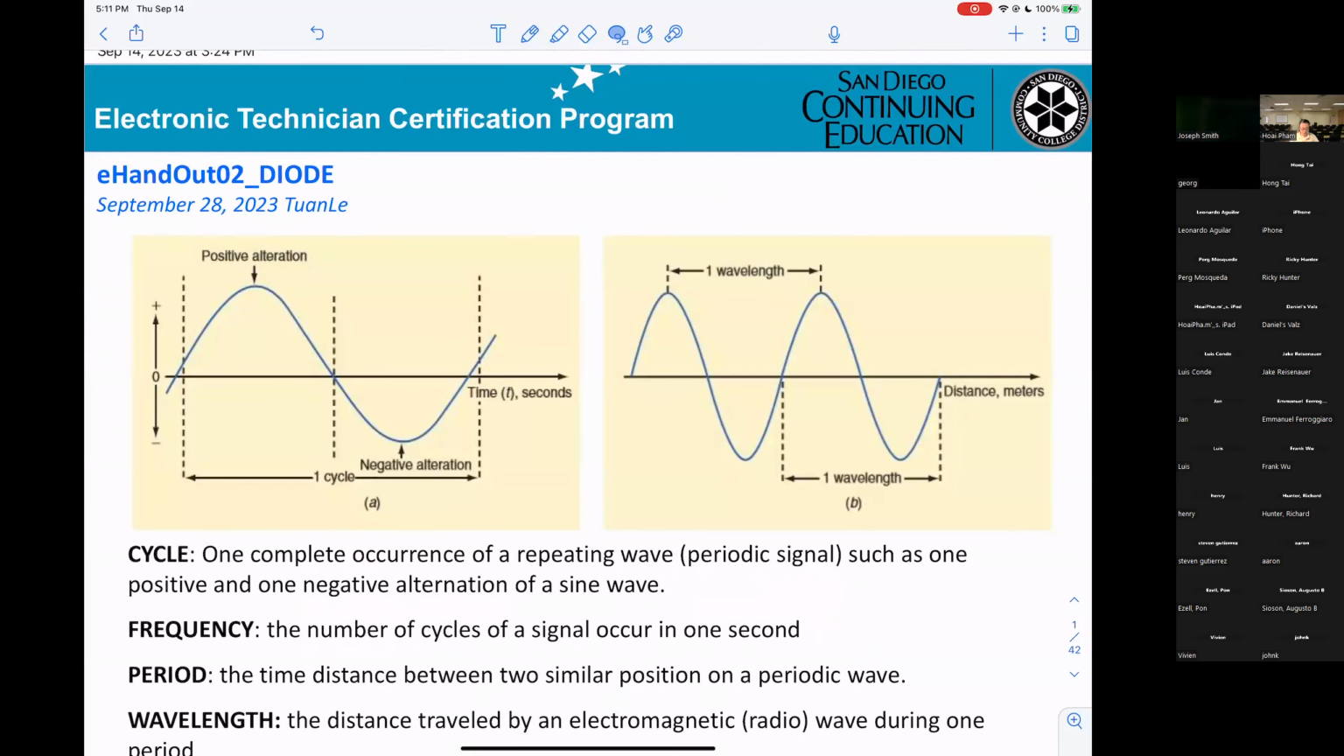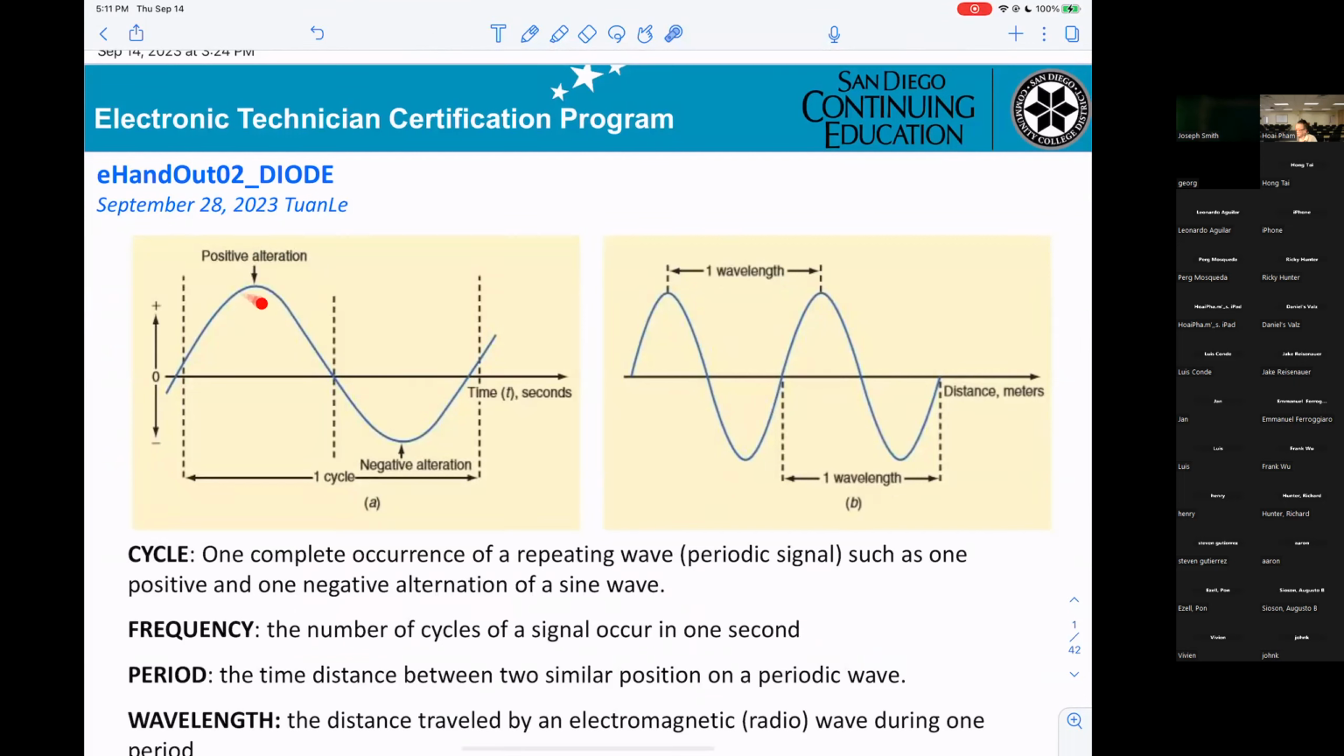Okay, so we will start with electronics, okay? And that means you can be working on the semiconductor circuit board. First thing, that's just a review.